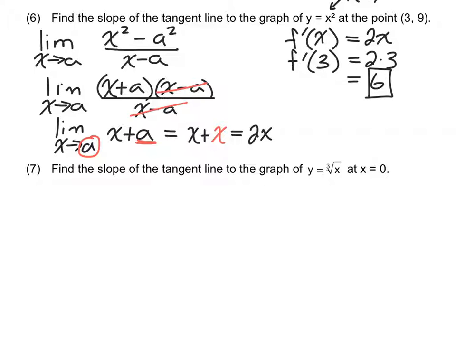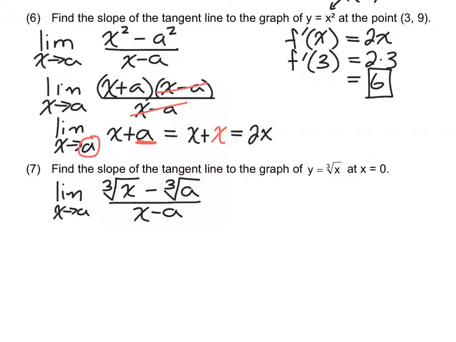Find the slope of the tangent line to the graph of y equals the cube root of x at x equals 0. All right, so this is where we earn our keep. Limit as x approaches a of f of x minus f of a, all over x minus a. All right, when you have binomials that contain roots in any way, shape, or form, cube roots or otherwise, it means you have some work to do.